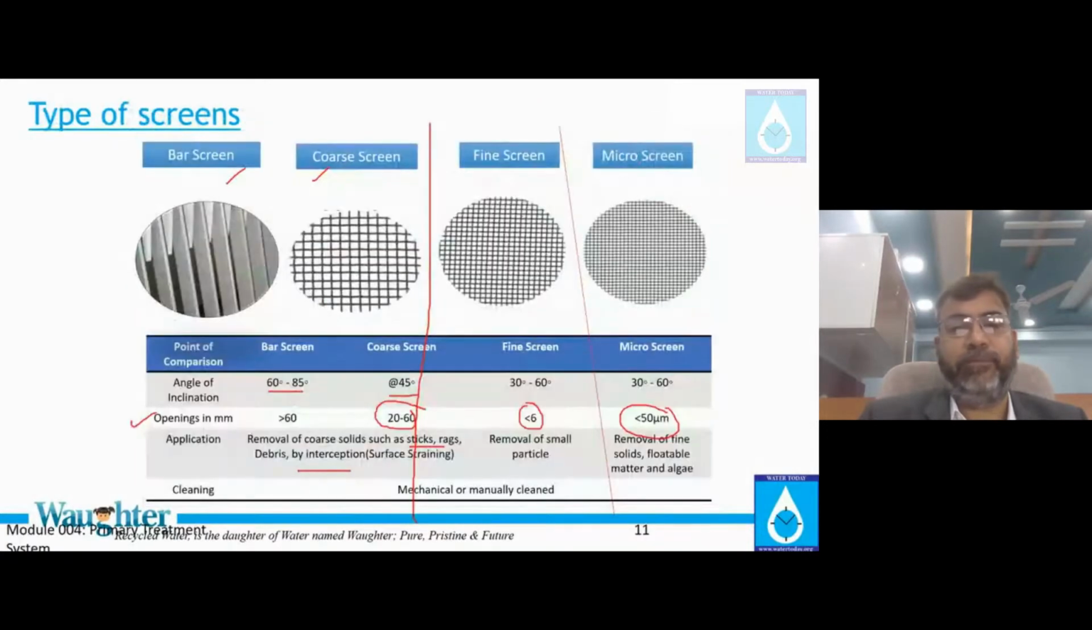And of course, there would always be this screen there. This is the primary function of the screen.